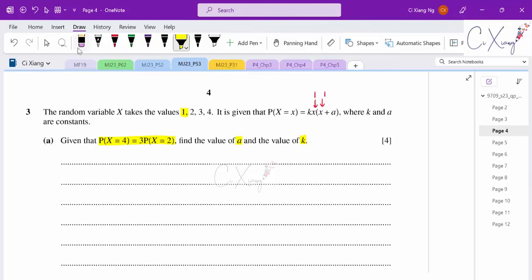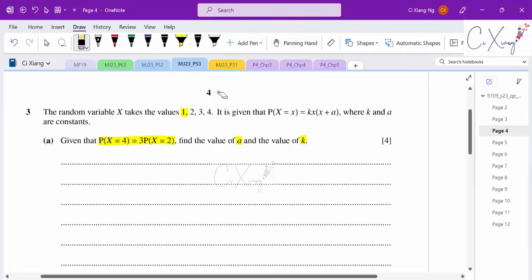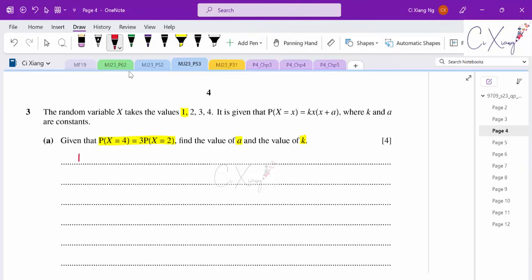Alright, so first of all, we have to try to find the value of a and k first. Okay, so from where we should start? You can start from the information given by the question first if you want. So they are saying that the probability of x equals 4 is 3 times the probability of x equals 2. Okay, so maybe we can try to figure out how to find the probability for x equals 4.